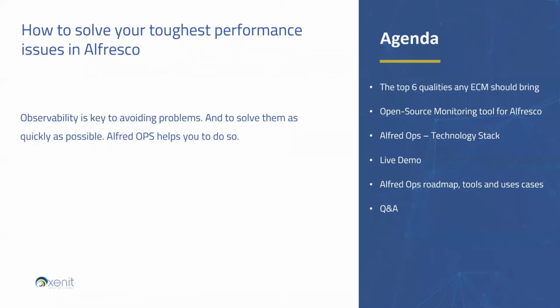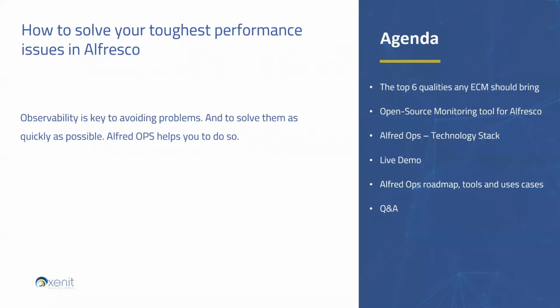We believe more and more, and it's a general trend in the industry, that observability is key to avoid problems and to solve them, wherever they would still occur, as quickly as possible. And Alfred Ops is there to help you create that observability and that insight so you can avoid your toughest performance problems, maybe also availability problems. It's a balance of qualities in your architecture.